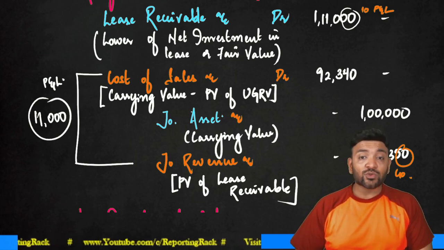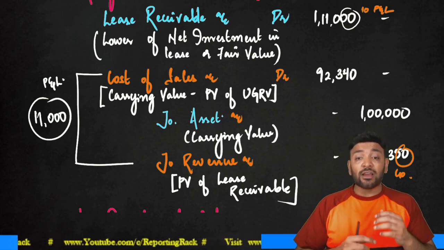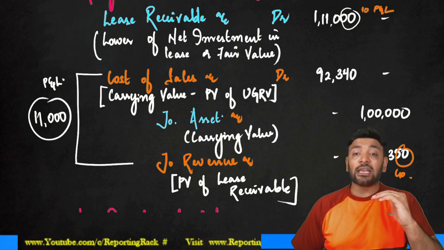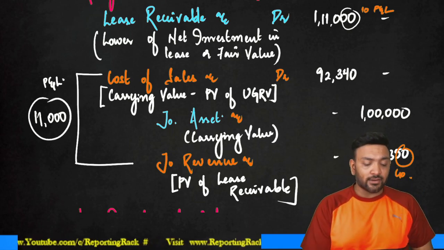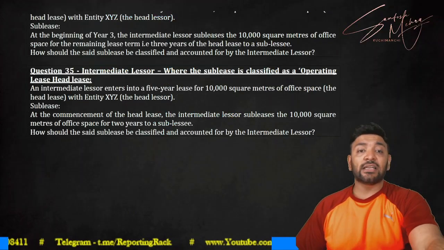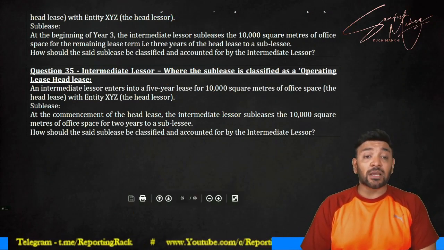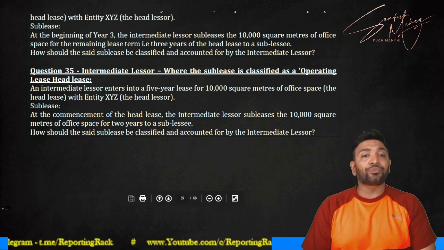Now that we are done with this question, we have answered where the lessor is a dealer. We have also answered the point where the lessor is not a dealer, even though it was not asked in the question. Let's look at the next question. We are done with lessor accounting. Let's look at the concept of sublease that we have discussed earlier.